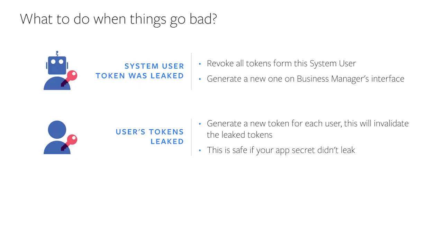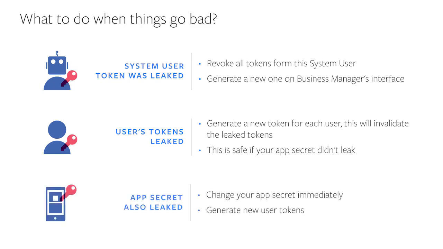In this case, if the app secret is safe, it's all good. We are safe. But let's say, along with this leak, we lost our app secret as well. Change the app secret immediately, because for all those tokens, someone can generate new tokens for those users, so you get a situation that is quite serious.